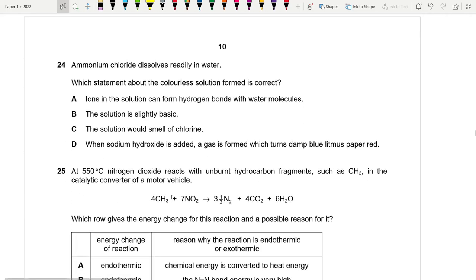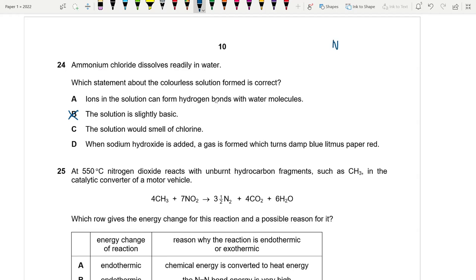Ammonium chloride dissolves readily in water. Which statement about the colorless solution formed is correct? Ions in the solution can form hydrogen bonds with water molecules. This looks wrong in a sense. Like you'd be confused at first, because typically you'd be thinking about ammonia, right? I'm going to tell you the trick though. Look at the other ones. The solution is slightly basic. This is wrong. It is actually acidic. Ammonium is acidic.